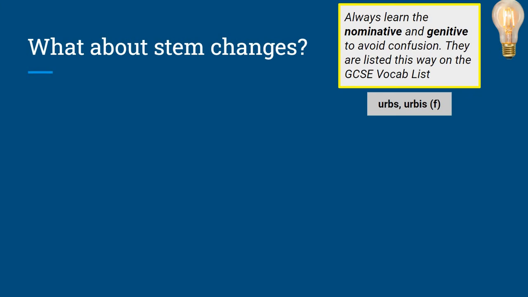Okay, one thing we have to be aware of with our nouns of the third declension is they often undergo a stem change, and we're going to look at what that means and what that looks like now. My top tip to you before we begin is that you should always learn the nominative and the genitive of any new nouns to avoid confusion. This is the way nouns are presented in your GCSE vocab list, in textbooks and in dictionaries. You'll see an example here with urbs, urbis, meaning city, and so you shouldn't just learn urbs, you should also learn the genitive urbis to help you out.